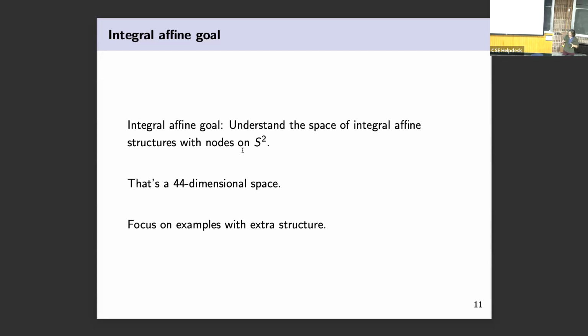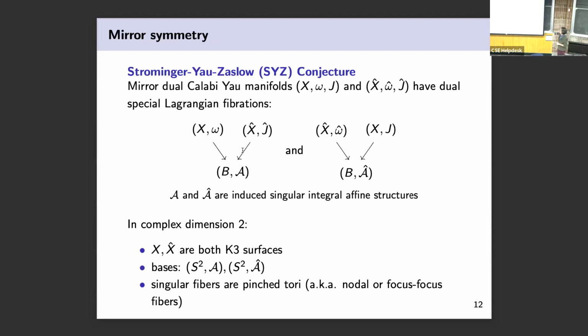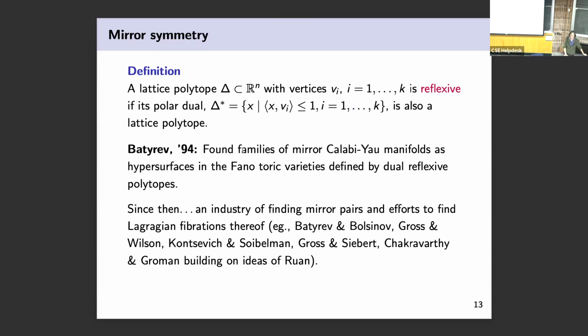And so I'm going to focus on examples that have nice extra structure. That's where the polytopes come in. The polytopes really came onto the scene from mirror symmetry, because in the Strominger-Yau-Zaslow perspective on mirror symmetry, the idea was that you would have these mirror pairs of Calabi-Yau manifolds with special Lagrangian fibrations, but if that's too difficult, then at least Lagrangian fibrations that are dual to each other. And in dimension 2, the dual is again a K3 surface, and so you get pairs of induced integral affine structures on S2. Are there any questions yet?